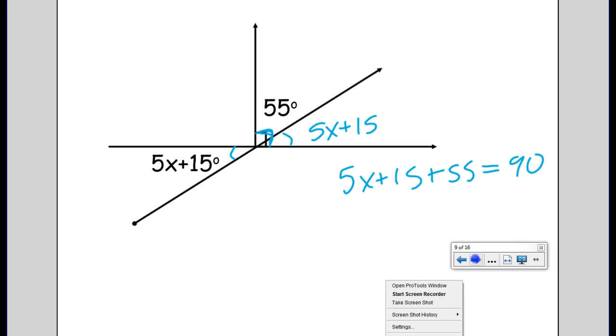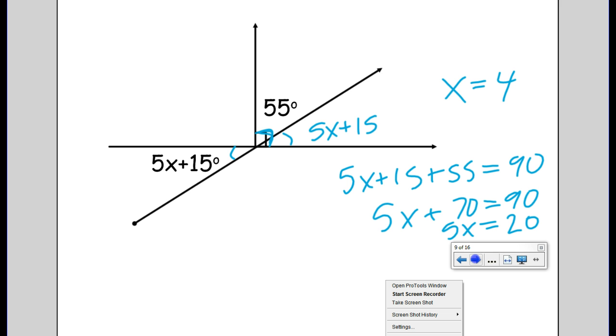Either way, we'll get you there. Good job, thank you. 5x plus 70 equals 90. 5x equals 20. Divide by 5. Do we get 4? X is 4.